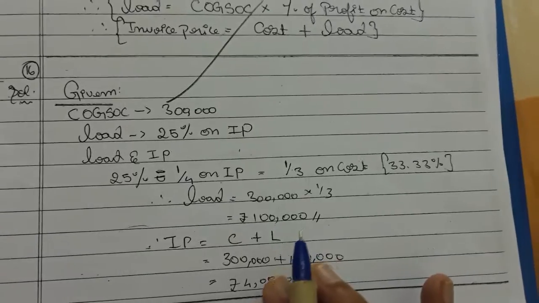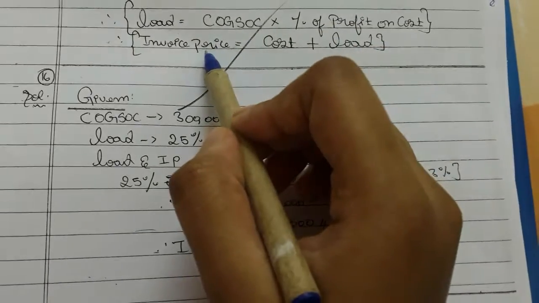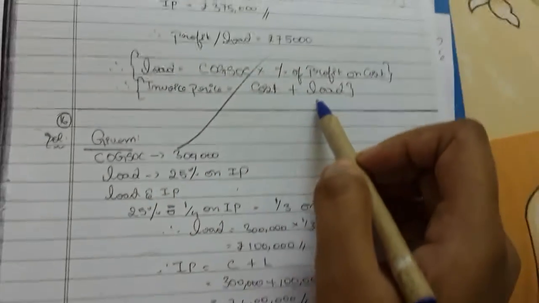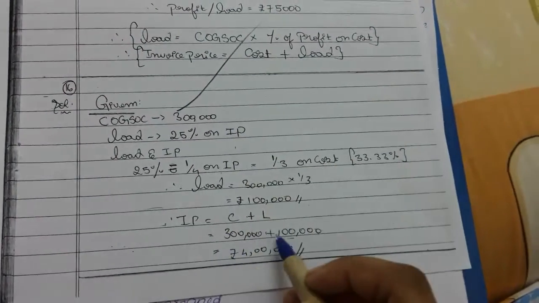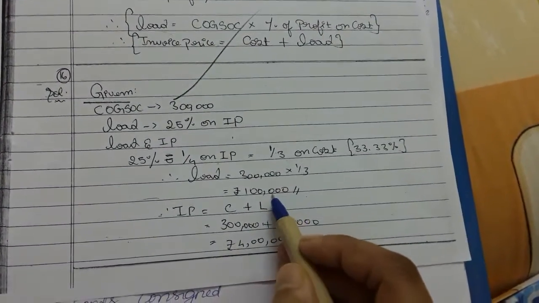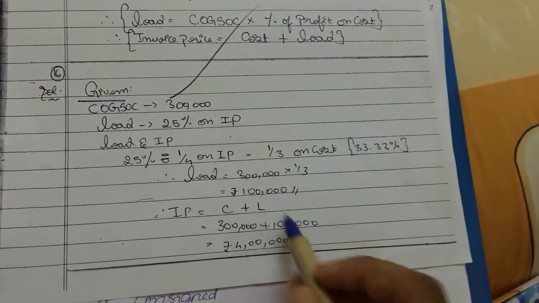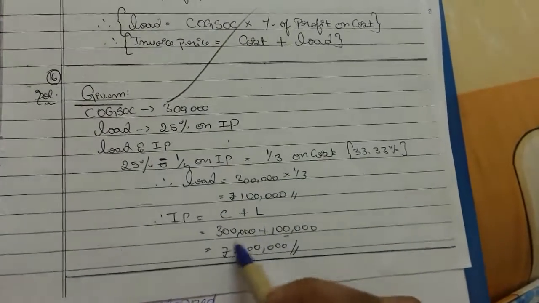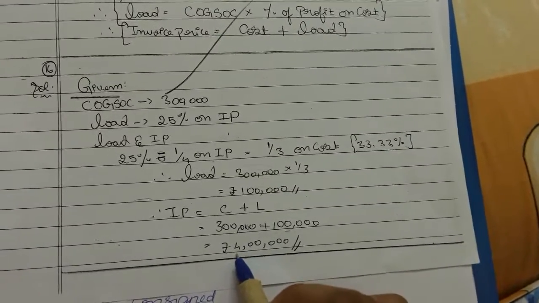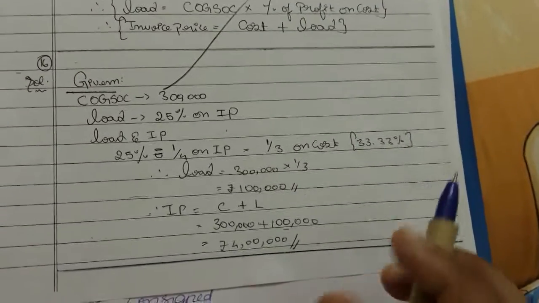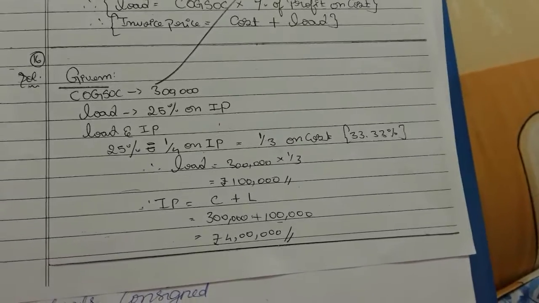Now we are supposed to calculate the invoice price. The formula for calculating invoice price is cost plus load. So what is the cost over here? Cost is 3 lakh rupees plus profit. What is the load value? 1 lakh. Load is profit. Load is 1 lakh rupees. So total invoice price is 4 lakh rupees. He is sending 3 lakh worth of goods, saying that the cost is 4 lakh rupees to the consignee.